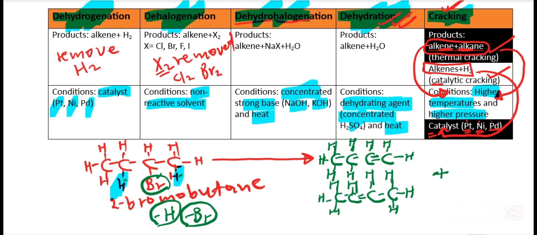We use a concentrated strong base, which means there is another reactant there, sodium, maybe hydroxide, or concentrated. So this one will dissociate and form ions. We will have OH negative there, and we have H positive. This OH combines with the H to form H2O.